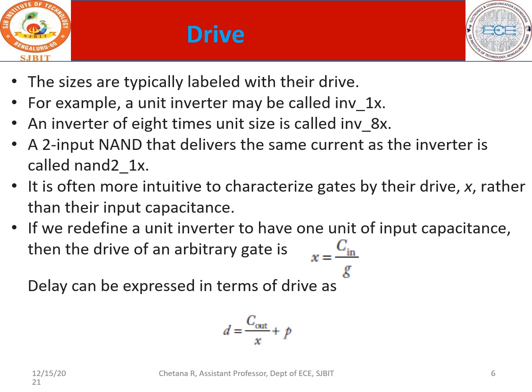Here g is the logical effort of the gate, and in terms of drive, the delay is expressed as C_out by X, output capacitance by X, where X is the drive, plus p, where p is the parasitic delay. So this is one more formula which helps us calculate the delay using drive. Drive here is noted as X. So X is nothing but the input capacitance divided by g.